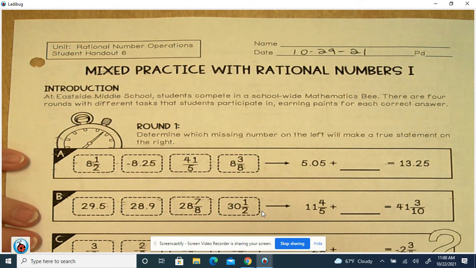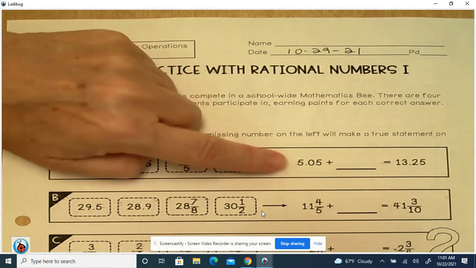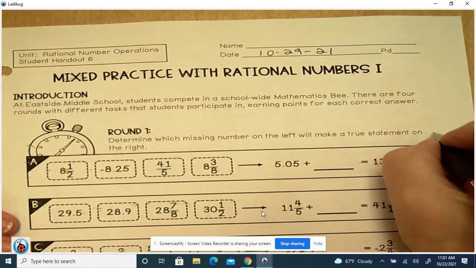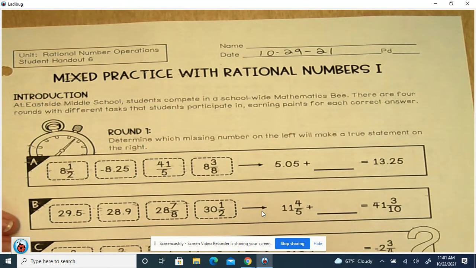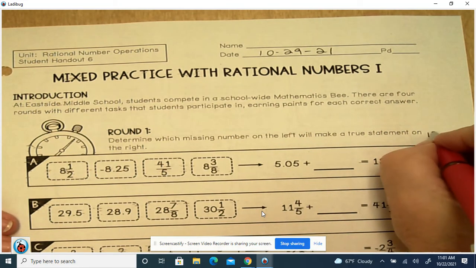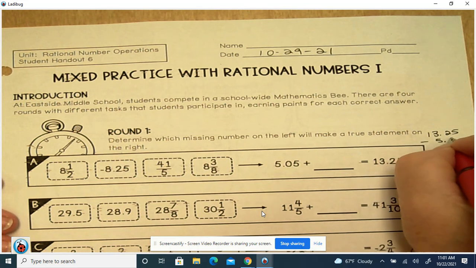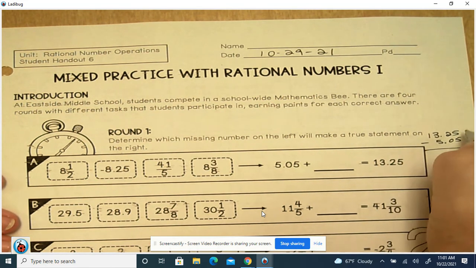Round 1, determine which missing number on the left will make a true statement on the right. So we have our answer choices, and then we have 5.05 plus what number is 13.25. So let's subtract those and see what we get. We got 13.25 minus 5.05. And that's 0 and 20.